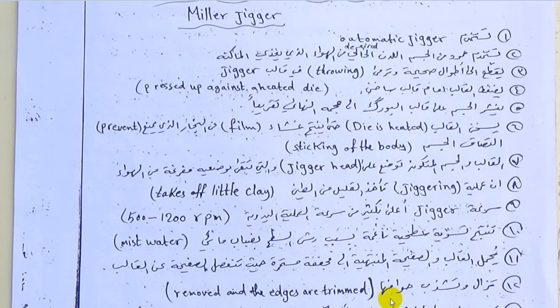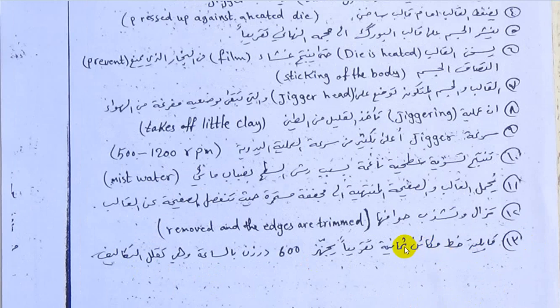تزال وتشذب حوافها. The plate is removed, and the edges are trimmed and dressed. قابلية خط مكائن تقريبا يجهز 600. The productivity of this line can supply approximately 600 dozen per hour, which can escalate the cost rates.